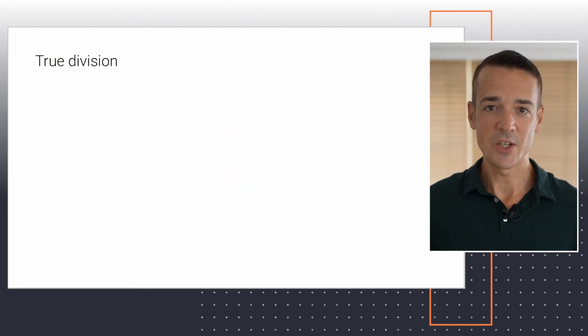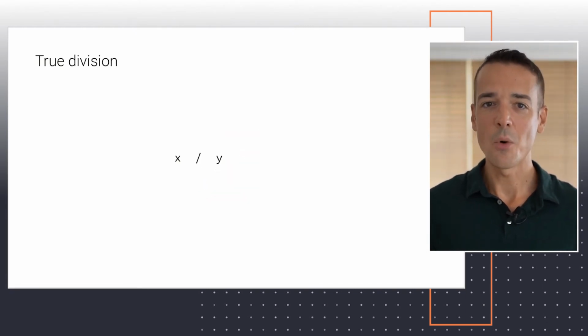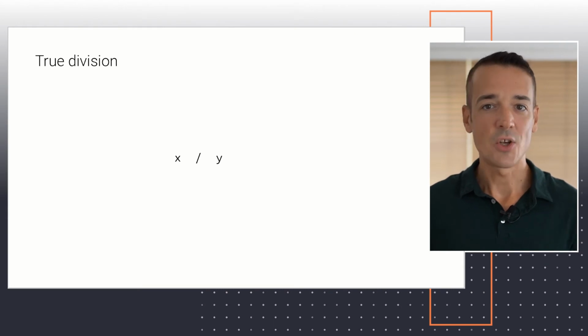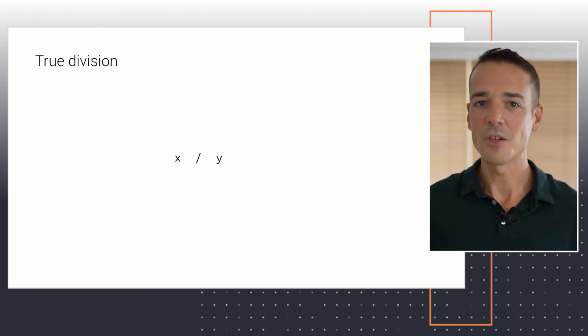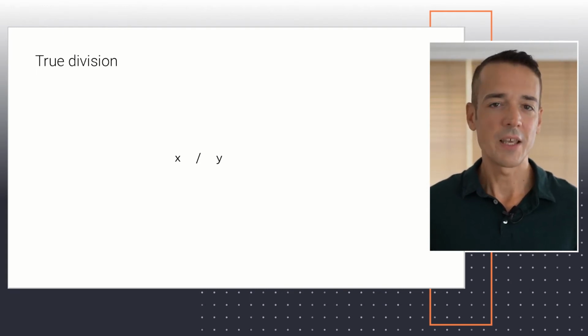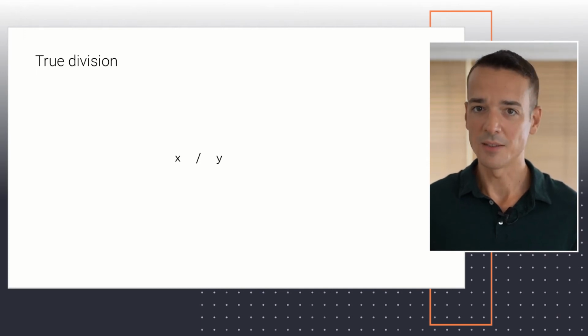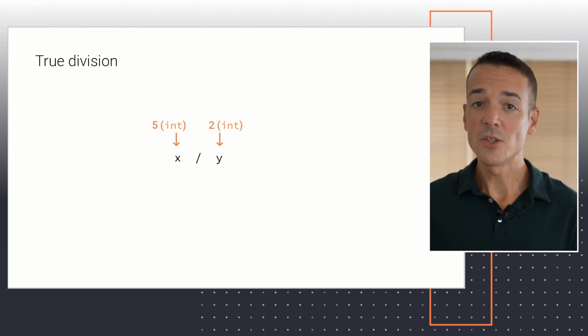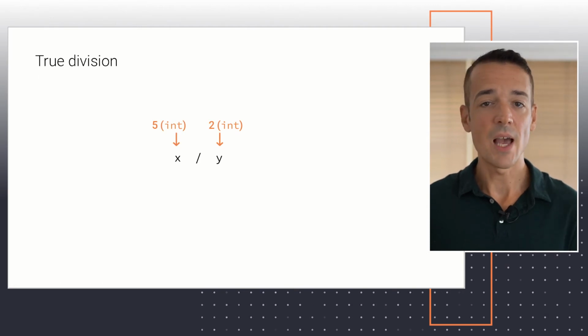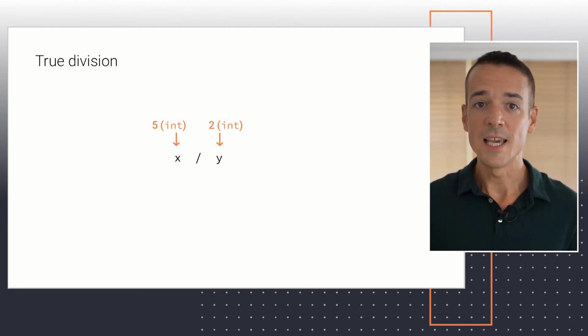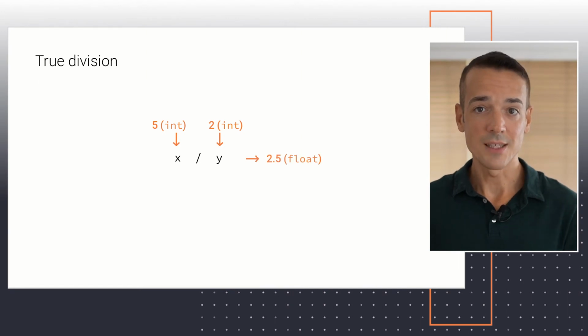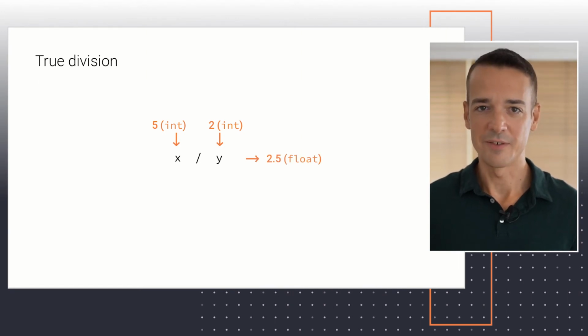Next, the true division operator is represented by the / symbol. It's called true division because the result contains an exact or near exact representation of a division operation, always given as a floating point value, and regardless of the type of its input operands. For example, dividing two integer variables containing values 5 and 2 respectively yields a floating point result equal to 2.5.